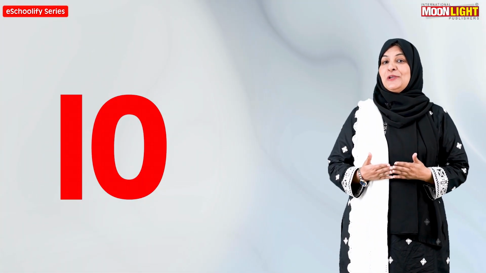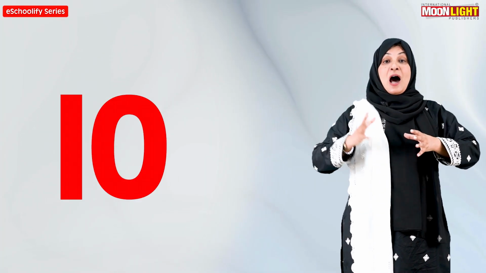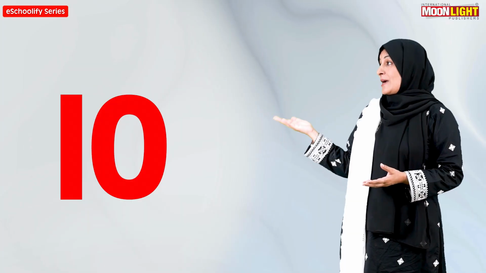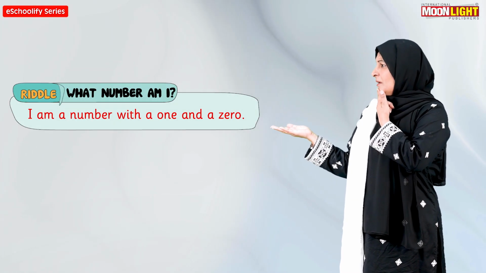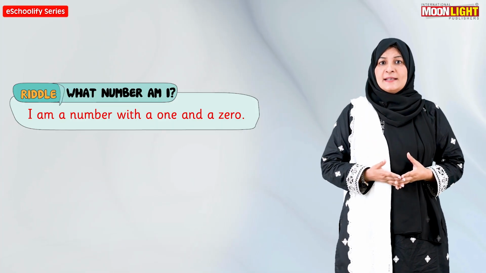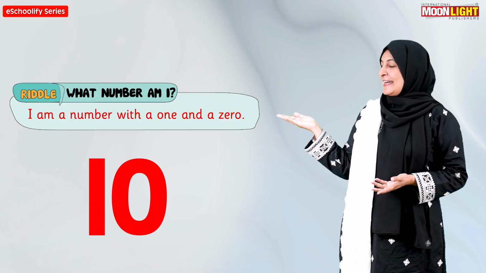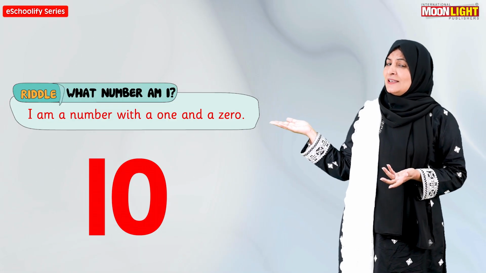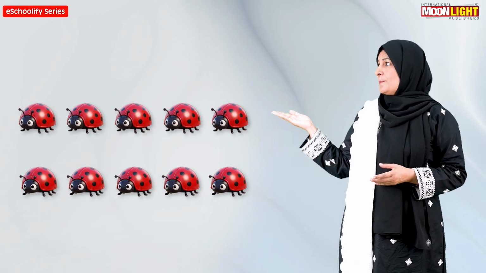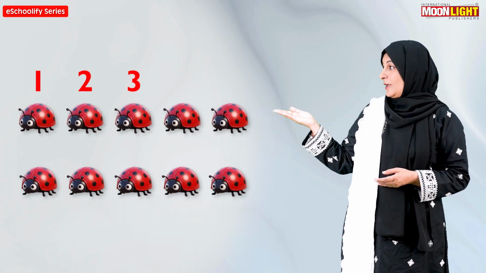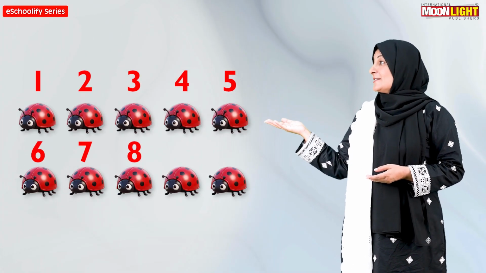Today, we are going to identify number 10. How to write it, how to count it. So, let's start. I am a number with a 1 and 0. Who am I? I am number 10. 1, 0, 10. So, let's count. How many ladybirds are there? 1, 2, 3, 4, 5, 6, 7, 8, 9, 10.